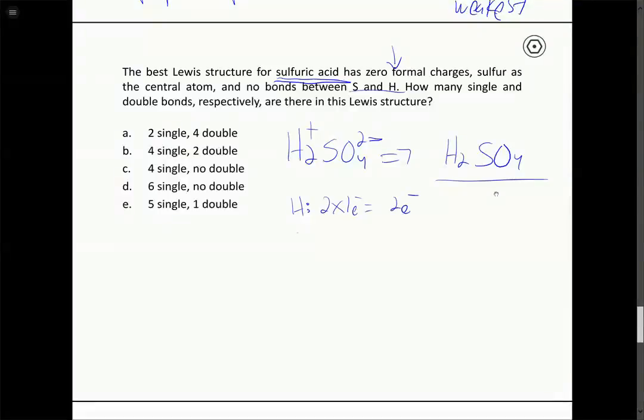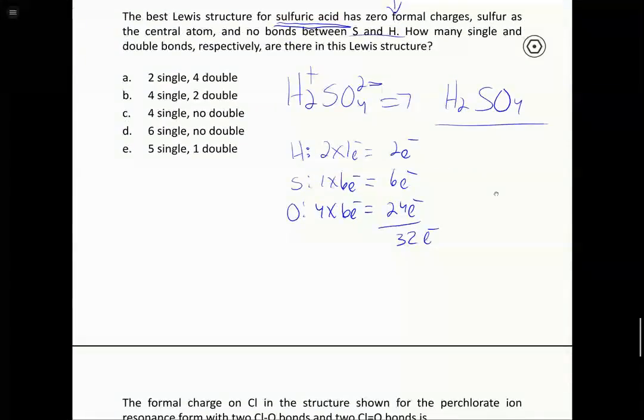And then sulfur and oxygen have 6 each. They're both in group 6. So we have 1 sulfur, we have 4 oxygens with 6 valence electrons. So we have 32 electrons if I counted those correctly. So we want to make sure that the structure we draw has exactly 32 valence electrons, and not go beyond that.